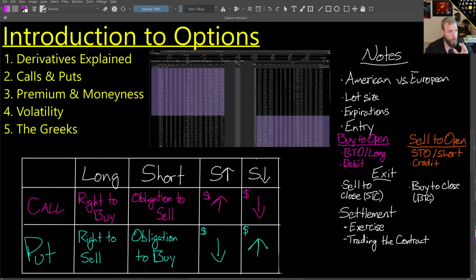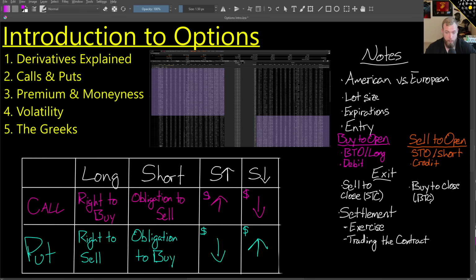Based on those, we're going to go into some examples on how these different positions make money, but it's important for you to understand not just how calls and puts behave as products themselves, as in how they make money, but also what the terms of the contract are based on if you bought or sold the contract.